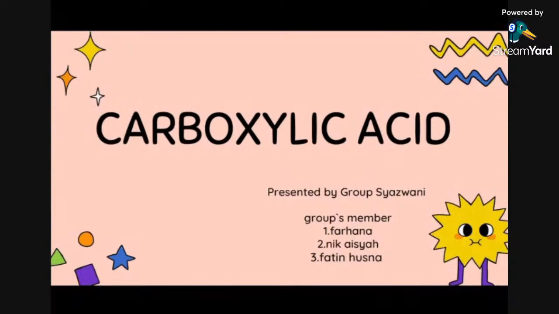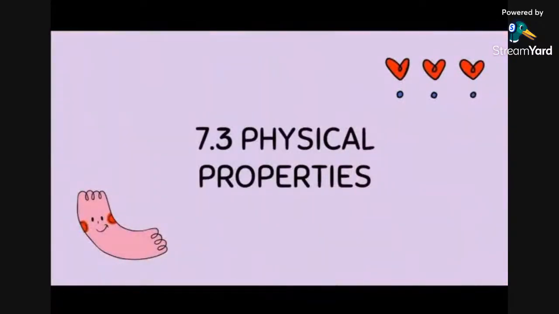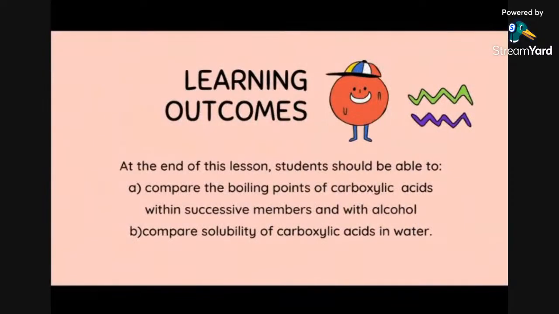Today I would like to present about carboxylic acid for the subtopic 7.3, which is physical properties. So the learning outcomes for this subtopic is, at the end of this lesson, students should be able to compare the boiling point of carboxylic acid within the successive members with alcohol.